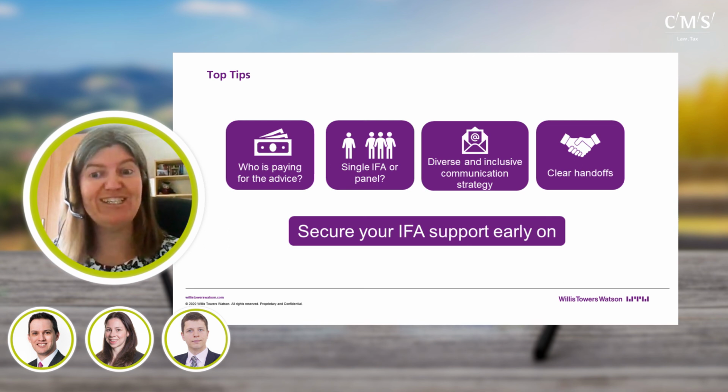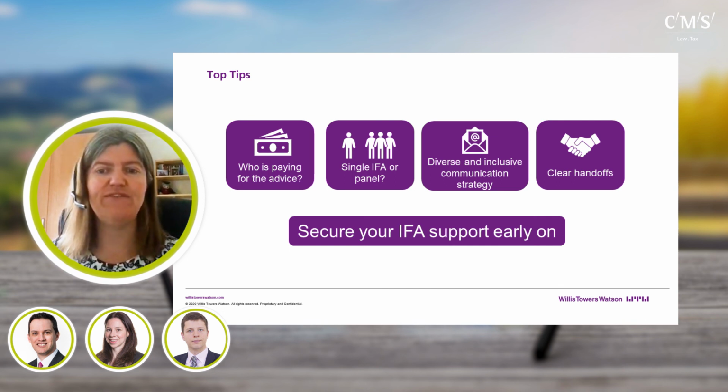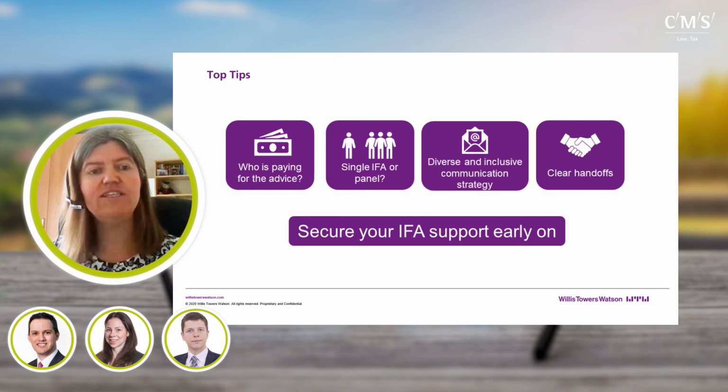Pay particular attention to communications. Have a mix of paper and online communications. We all take on board information in different ways, so having a diverse and inclusive communication approach is important to maximise member engagement and understanding. And clarify the approach for sharing the data between the IFA and the administrator, so those handoffs work really well and the member has a positive experience when the process goes live.